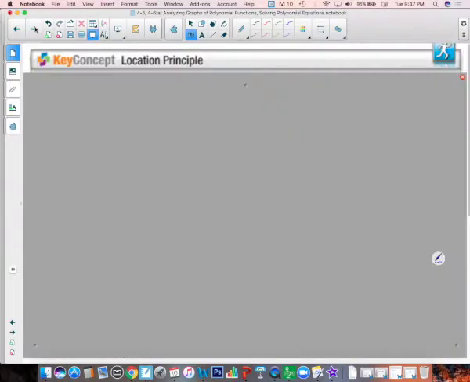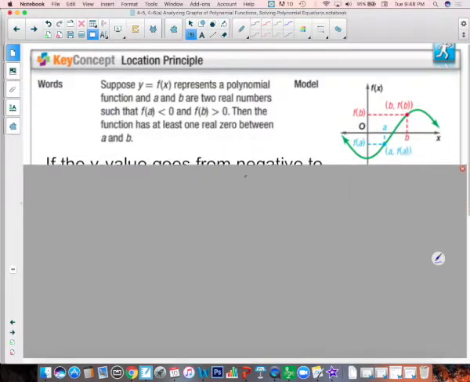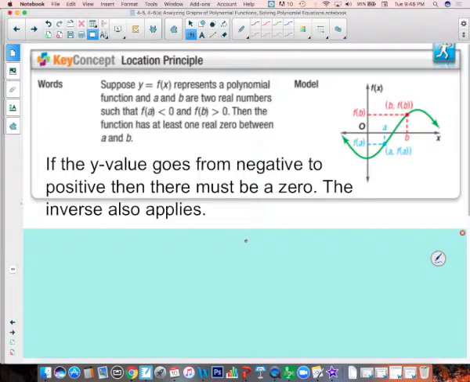Okay, so the first thing that we want to look at when we're graphing polynomials is location of zeros. So we have what's called a location principle. I want you guys to just kind of sketch that graph over there off to the right. That's like a sideways S there. That's one of those cubics. So take a few seconds to sketch that graph.